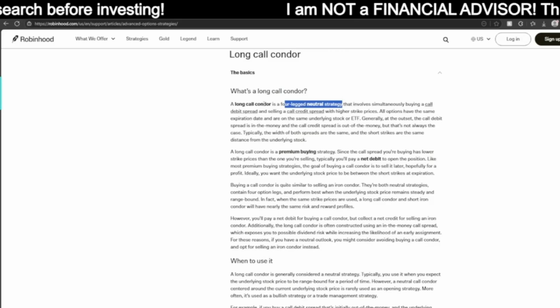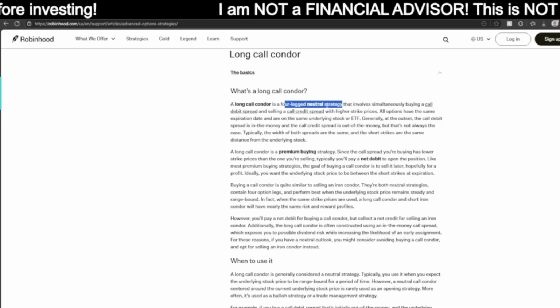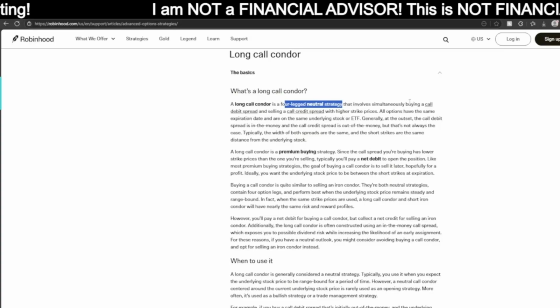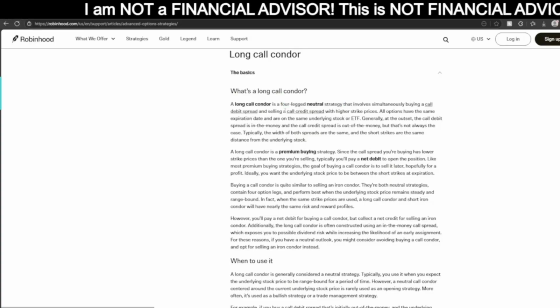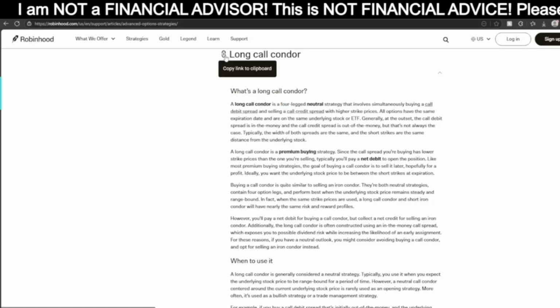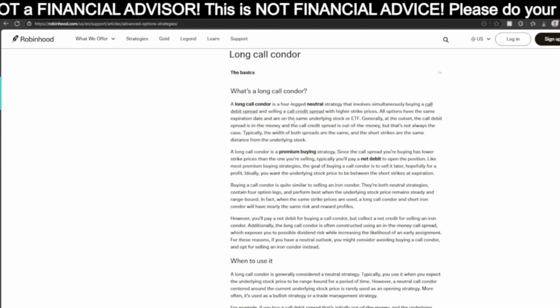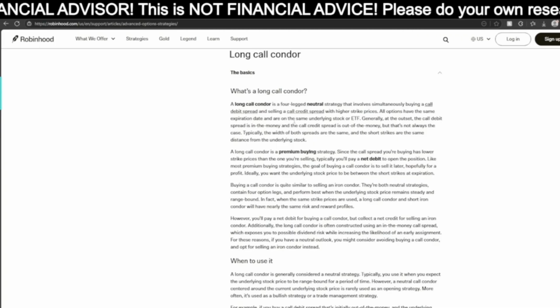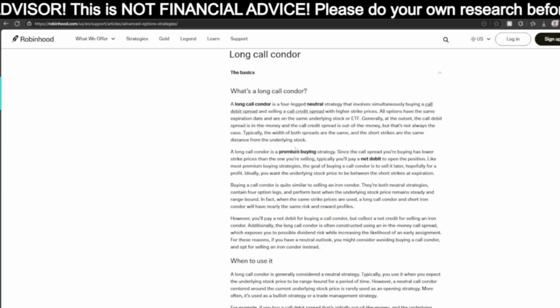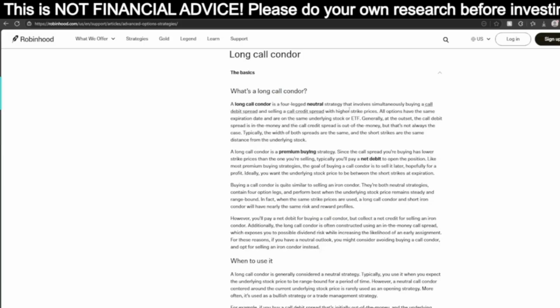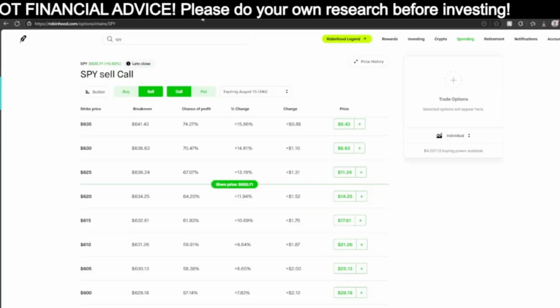So a long call condor here is a neutral strategy. Basically, you're betting for the stock to not move, and you're buying what's called a call debit spread and selling a call credit spread with higher strike prices. We did videos about debit spreads and credit spreads two videos ago, I believe, so take a look at that as well. But basically, you're buying a call debit spread and also selling a call credit spread at the same time.